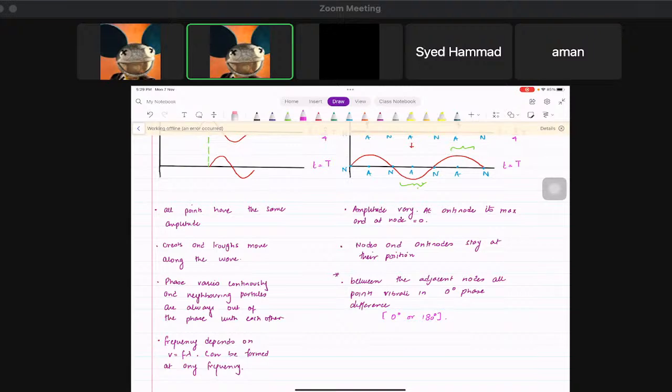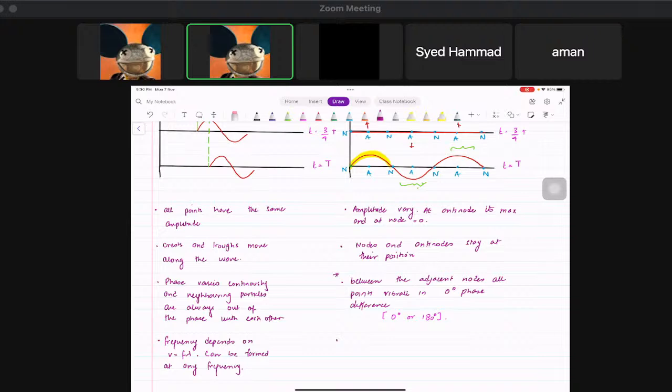Which means that basically between one node to another, where the yellow is, they will all have 0 degrees with each other. But the next one where the green line is, those points will have 180 phase difference with the marked highlighted one. Okay.